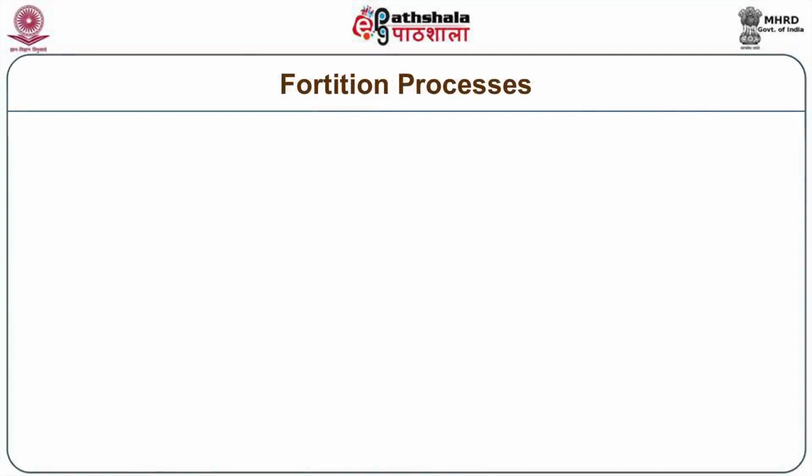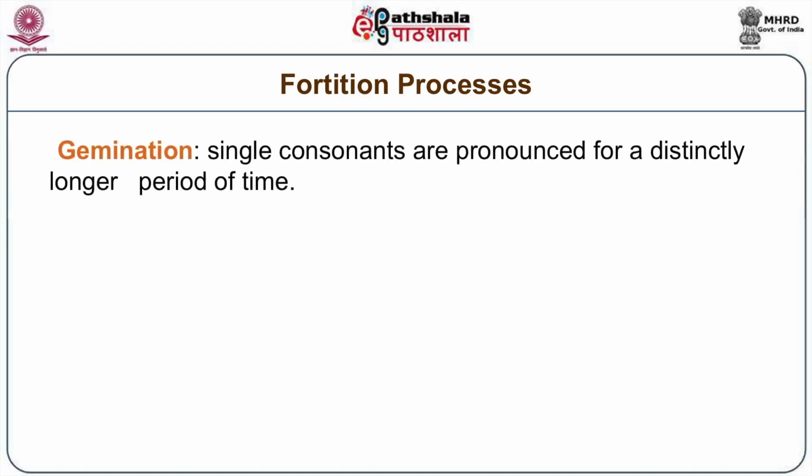The main types of fortition processes that we come across in the literature are five, discussed here, namely gemination, lengthening, tensing, aspiration, and occlusion. We take a look at them one by one. Gemination is the process whereby a single consonant is pronounced for a distinctly longer period of time.